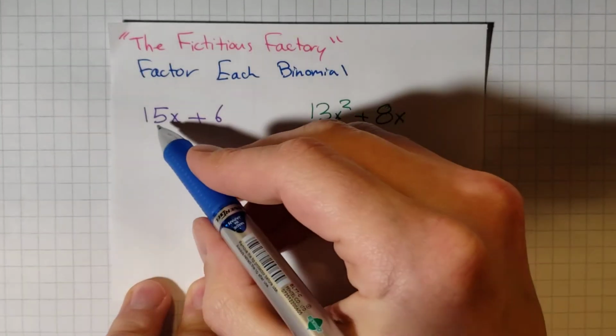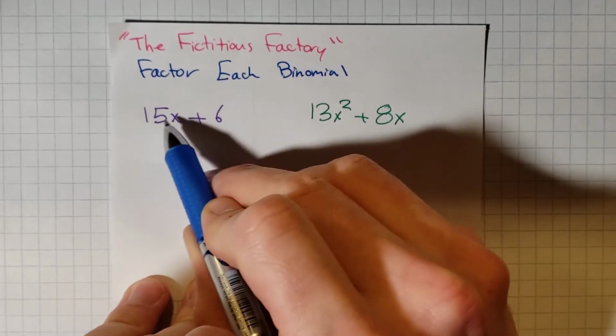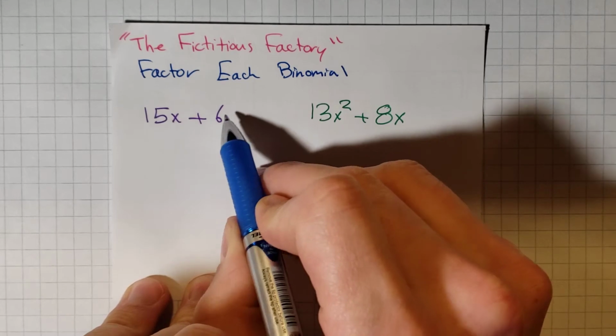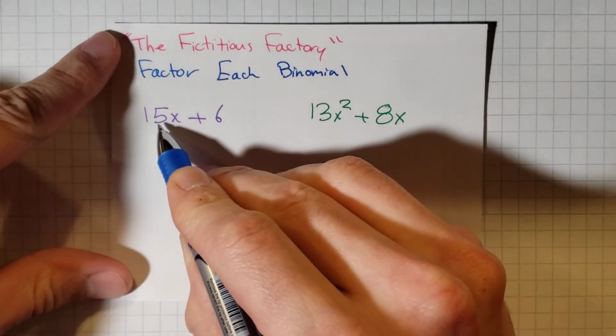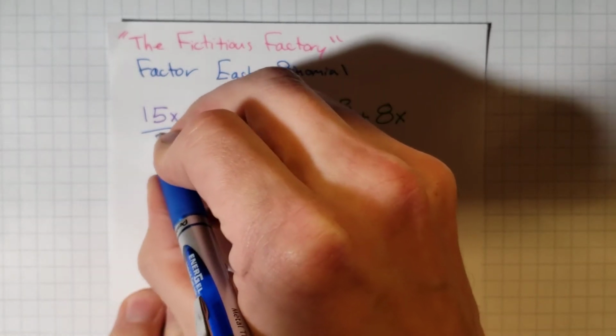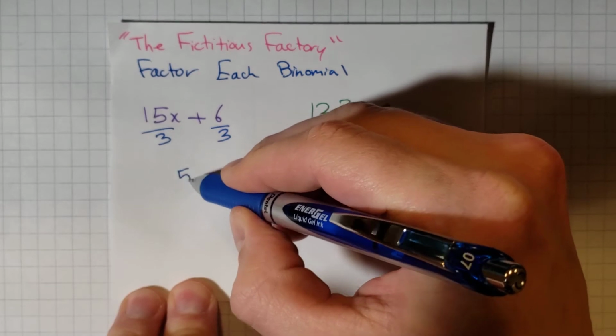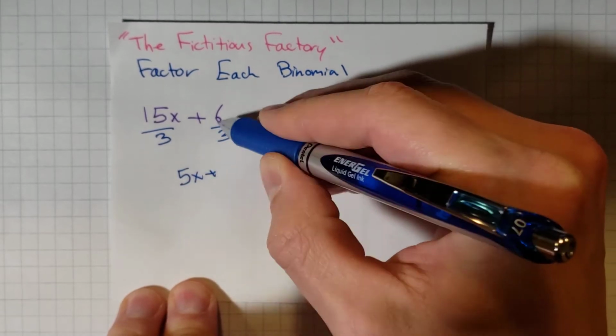Okay. So basically, you ask yourself, what do the two pieces have in common? Again, it's a binomial. So there's two pieces. There's a 15x and a 6. What's the most that can go into a 15 and a 6? I think 3. So watch this. I'm going to take out a 3. Okay, so what's left over? A 5x would be left plus a 2.